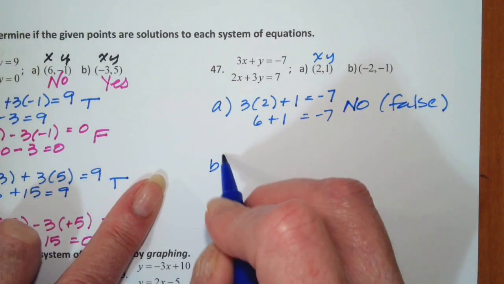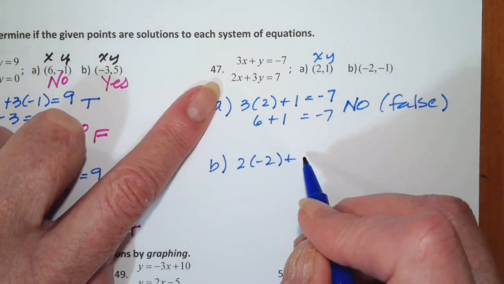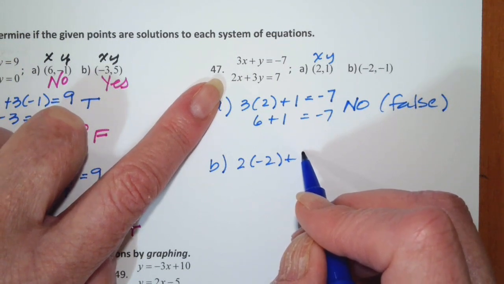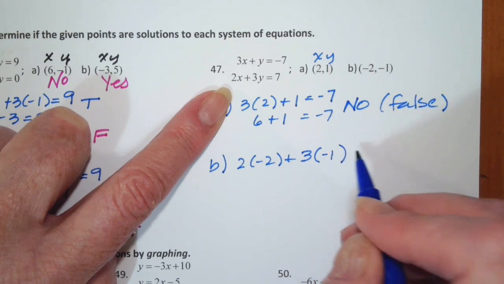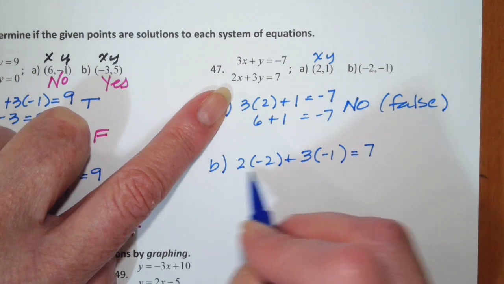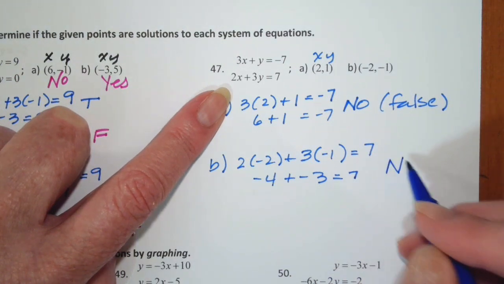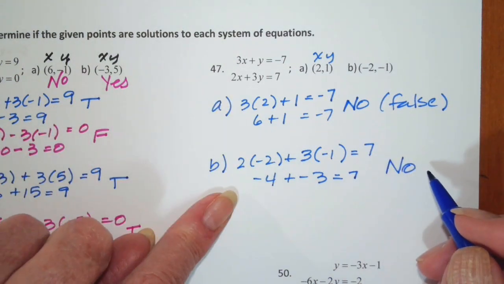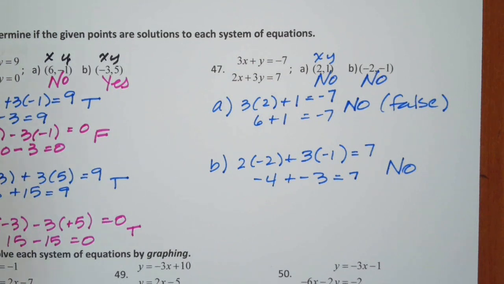Okay. So let's look at part B, negative 2 and negative 1. So 2 times negative 2 plus, I did this equation first, 3 times negative 1, is that equal to 7? So negative 4 plus negative 3 is equal to 7? No. So the answer here is no and no. Once you find that one equation is false, then it's not a solution to the system, excuse me.